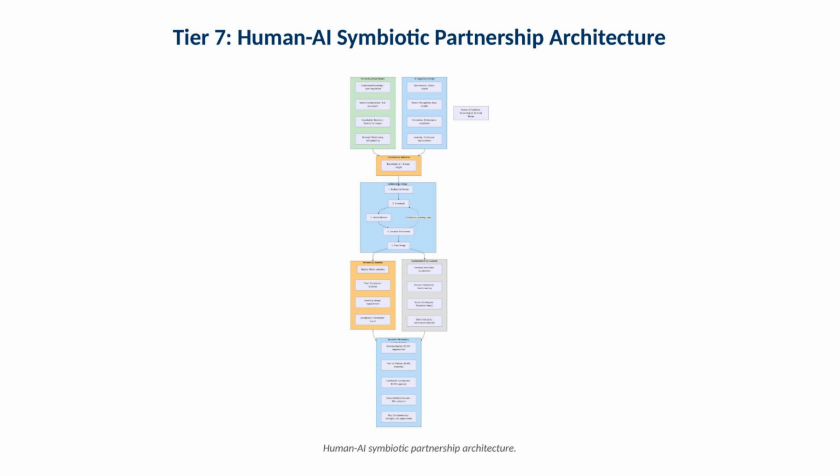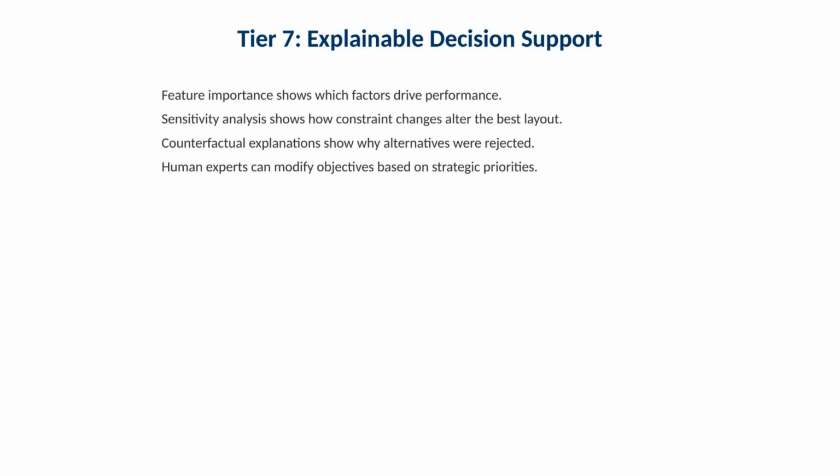This figure illustrates the collaboration loop. AI proposes candidate layouts with rationale, and humans review, adjust constraints, and approve or revise decisions. Over time, the AI learns from these decisions, and stakeholders gain confidence because recommendations are explainable rather than opaque. Explainability is a key enabler for adoption.